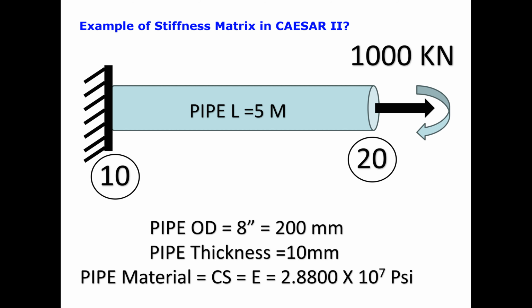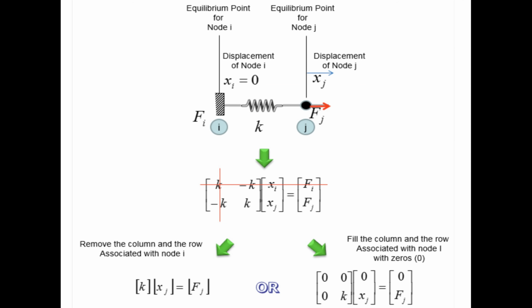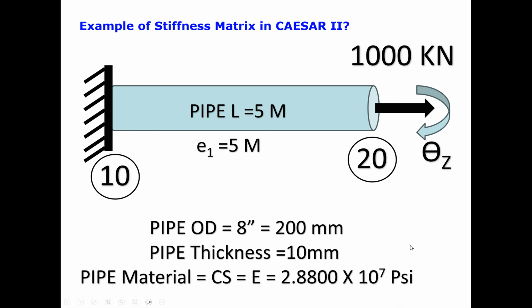and the rotation at the applied load will be theta z. The objective is to find the axial displacement, which is dx, at node 20 by using the stiffness matrix approach. So here 10 to 20 is an element E1 which is 5 meters in length, and this one element has two nodes, node 10 and node 20.